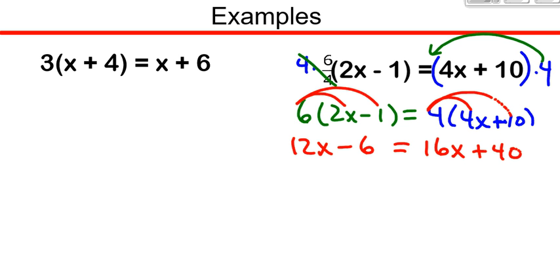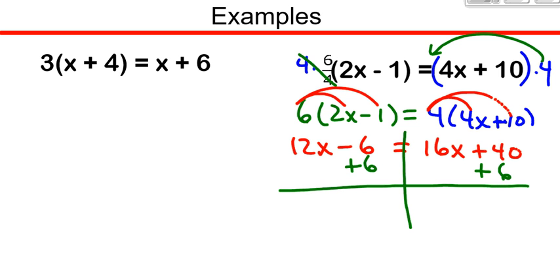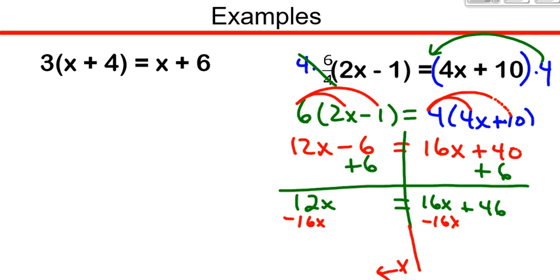Okay, same thing as before. I'm getting smaller now. So I'm going to go ahead and add 6 to both sides. That will give me 12x on this side equals 16x plus 46. Then when I subtract 16x from both sides, because remember I'm getting all my x's over here, that's going to give me negative 4x over here equals, these will cancel.